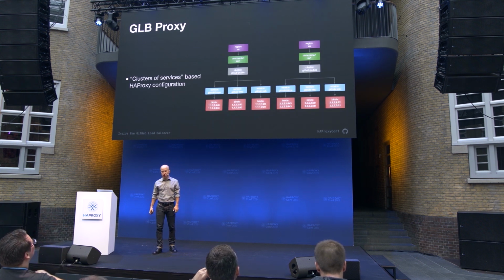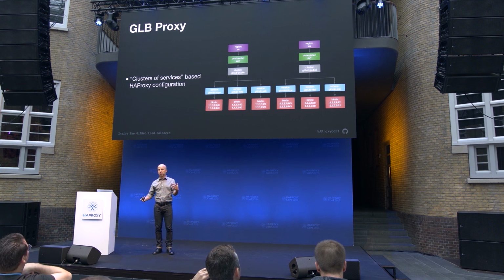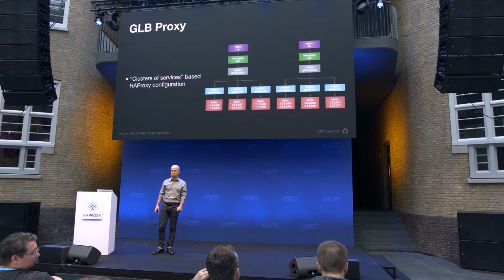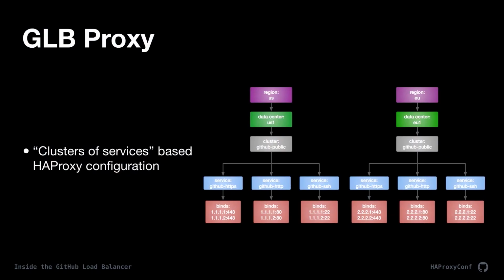So we build out our GLB in general, but more specifically our proxy tier, in clusters of services. And this tree diagram gives you a high-level view of what our configurations end up looking like. What this results in is we usually split up our HAProxy configurations by their job or service, but we have many configs that happen to be multi-tenant.